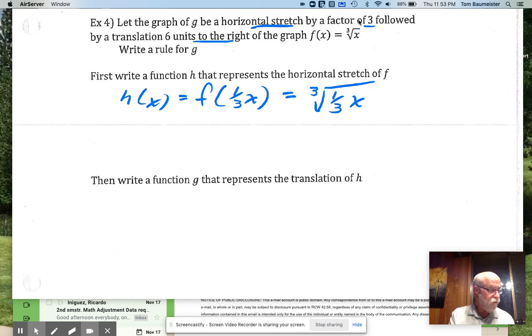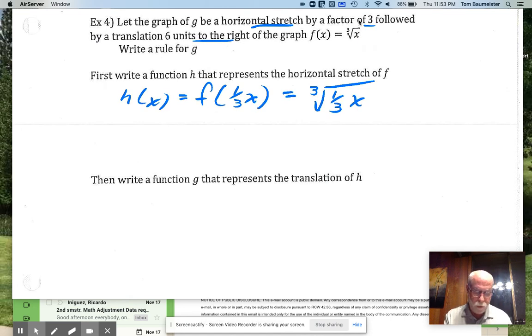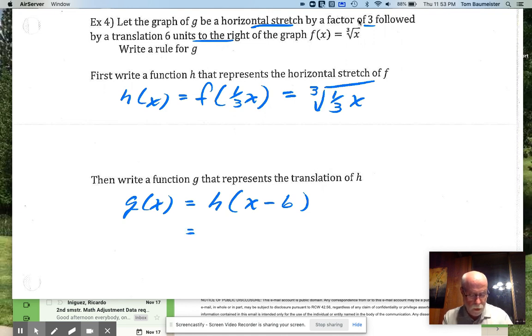And then it says write a function g that represents the translation of h. So that means the second thing we're doing. And again, that was 6 units to the right. So when we go to the right, again, it's going to be minus 6. All right. So notice how it's still attached to the x. So we're going to write this then as the cubed root of, well, we have that 1/3 still from above, and we have x minus 6.